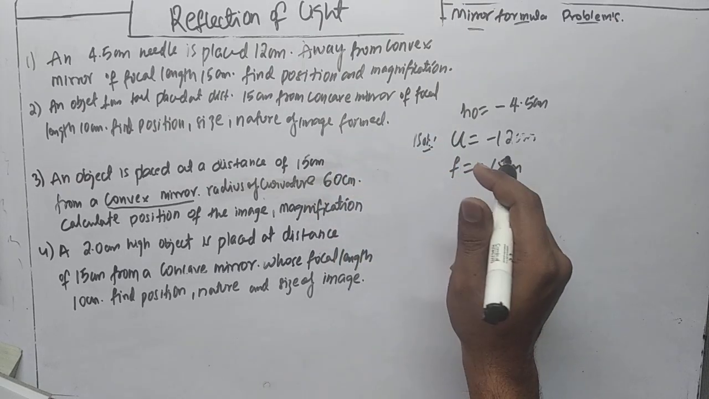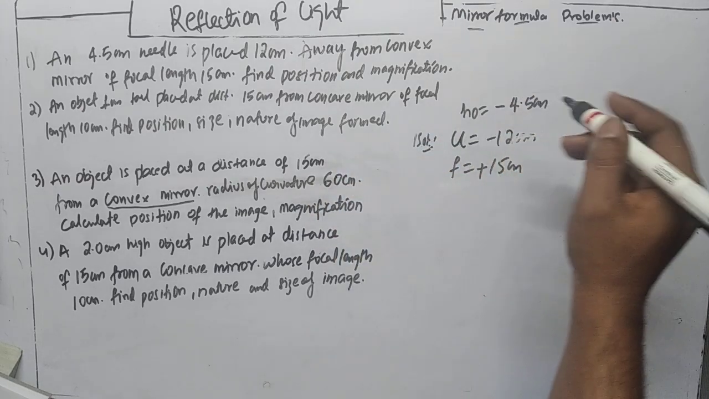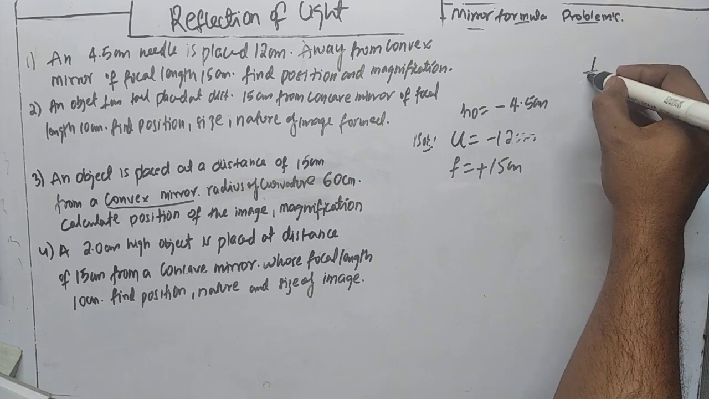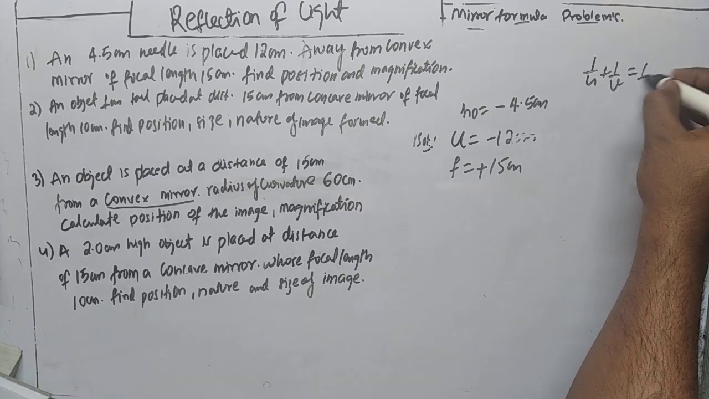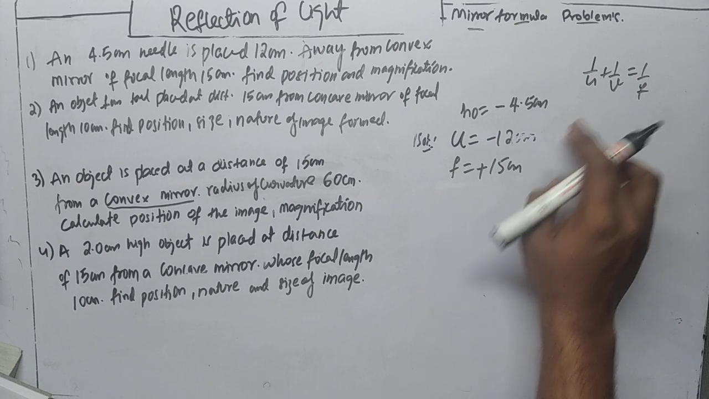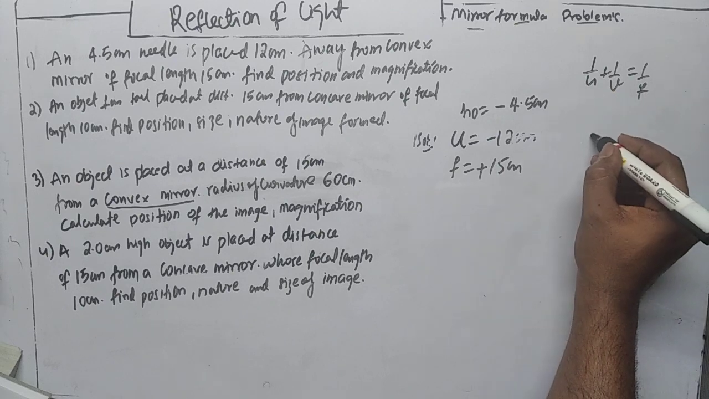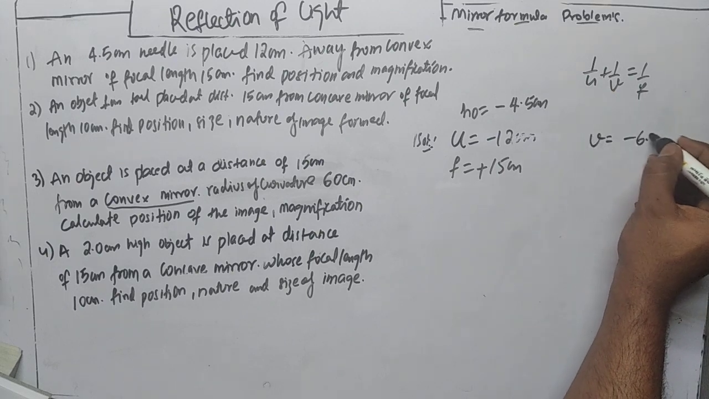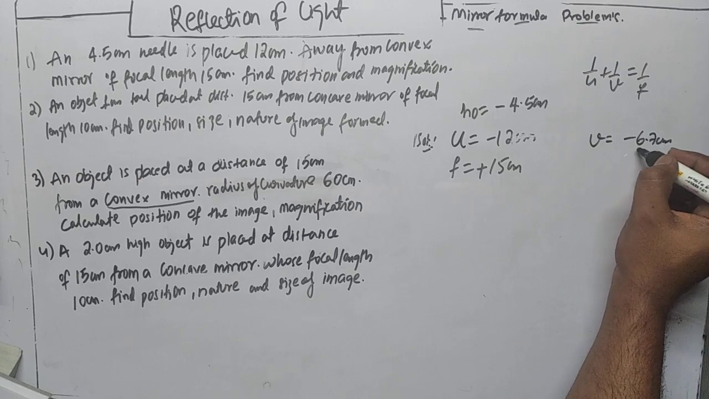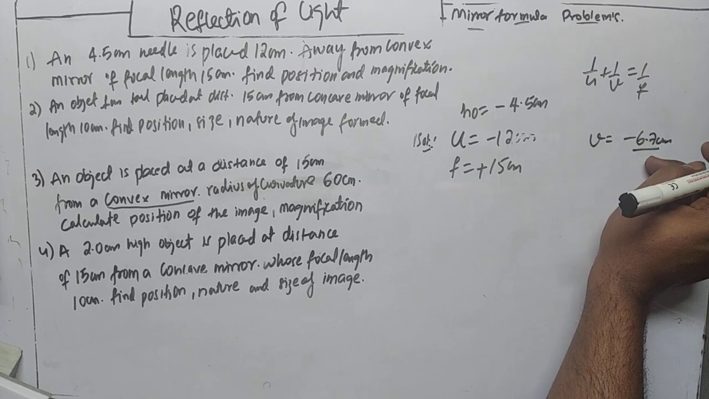So you can use the mirror formula: 1 by u plus 1 by v is equal to 1 by f. Substitute u and f values in this formula. We are going to get v value as minus 6.7 centimeter. So we will get v value as 6.7 centimeter.